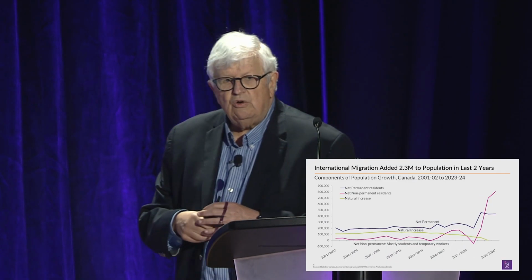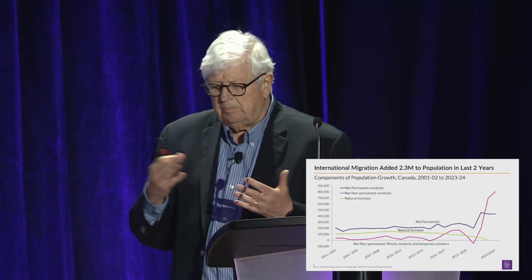So what's behind that? Well, as you probably well know, it's all about international migration. This chart shows the components of that growth broken up into mostly the two strands of immigration. One, permanent immigration, people who come to the country with the idea of staying here for the long term, becoming eligible for citizenship, and the other, non-permanent or temporary migration. These are mostly students, temporary workers, some asylum claimants as well.